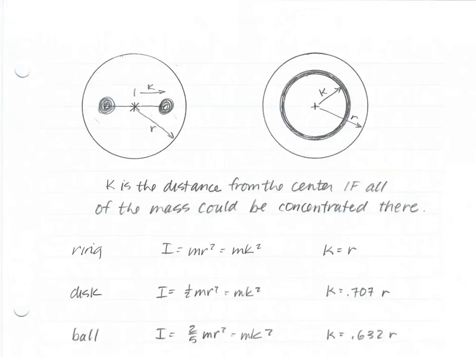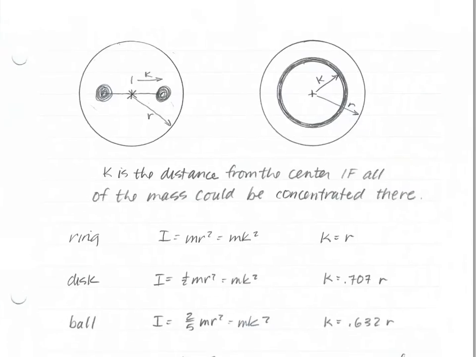So k then is the distance from the center that the mass would be concentrated at if you could concentrate it there. In other words, if you could push all the mass from evenly distributed and concentrate it at a point or two points like this, then k is the distance from the center that the mass would be concentrated. I don't know if that makes any sense, but it was a bit of a revelation to me. What that really means is that's the distance from the center if all the mass could be concentrated there.